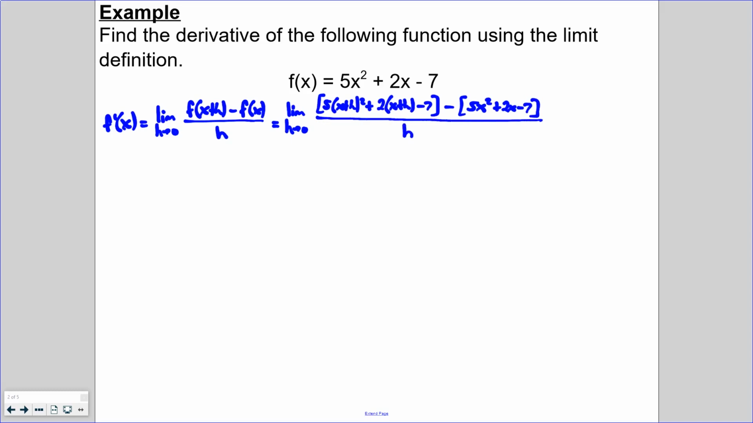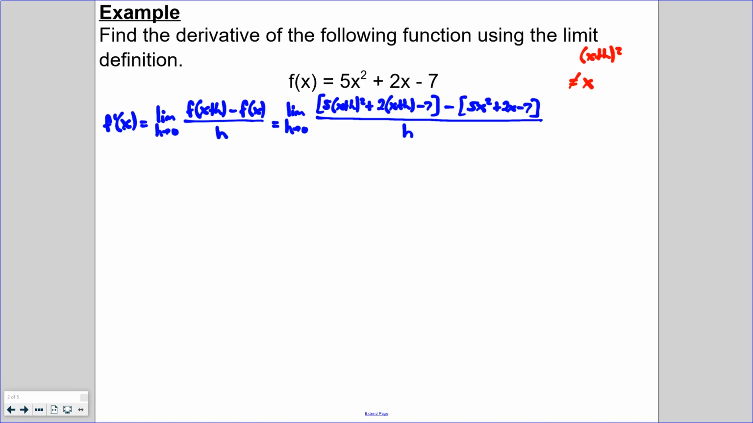Alright, so now eventually I'm going to have to multiply x plus h squared out, so I'm just going to quickly do that on the side to save a little bit of room here. So, x plus h squared. Remember, x plus h squared does not equal x squared plus h squared. Please do not fall into that trap.